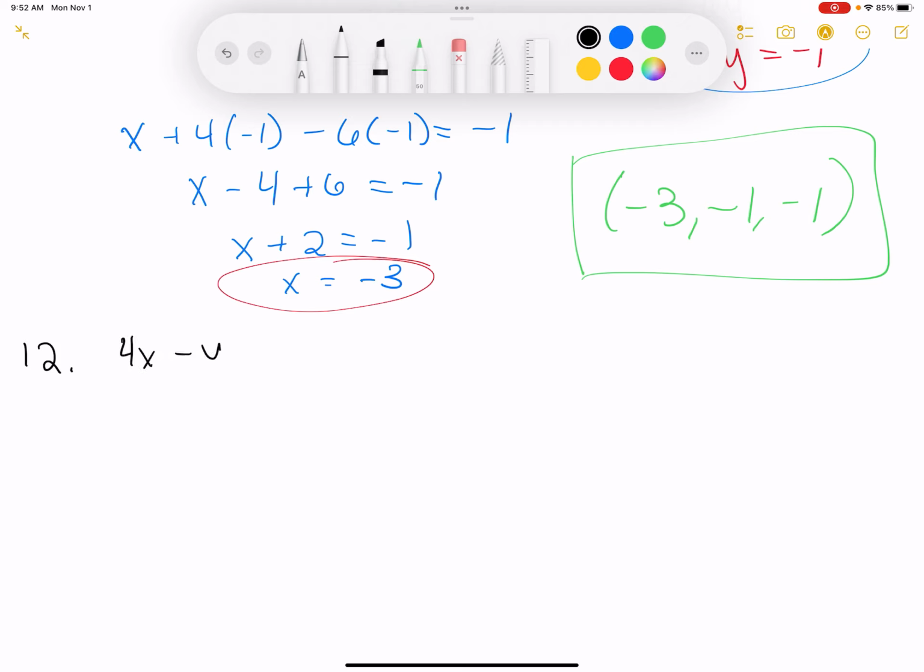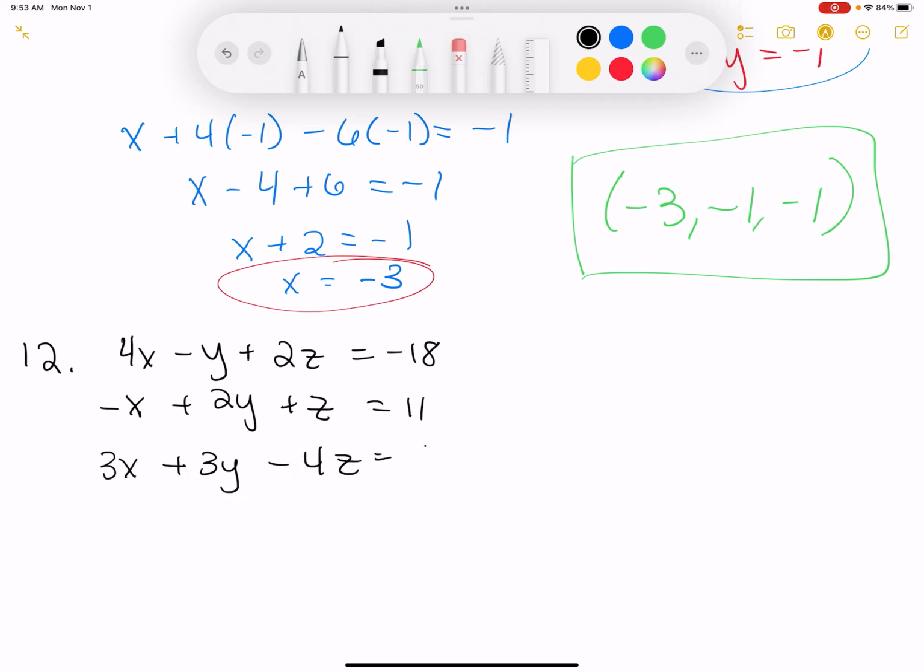4x minus y plus 2z is equal to negative 18. Negative x plus 2y plus z is equal to 11. And 3x plus 3y minus 4z is equal to 44.